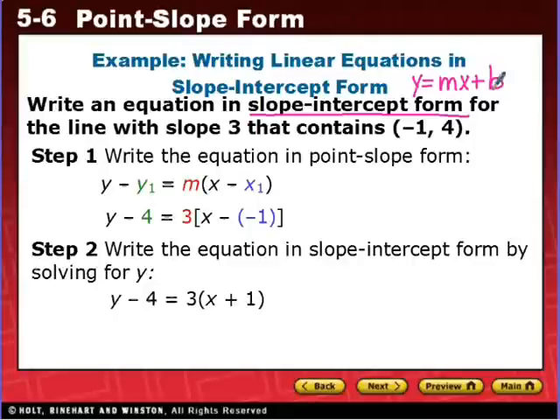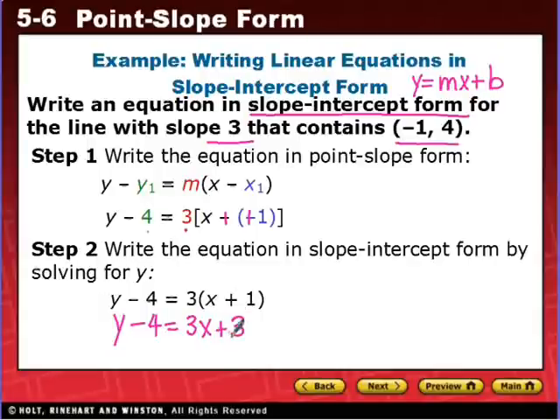So they've given us the point, -1, 4. They've given us the slope. So we're going to plug that into our point slope form. Okay. Y minus 4 equals 3, that's m, times the quantity x minus -1. Fix it so that it's got your plus sign instead of the double negatives. And then we're going to distribute. Y minus 4 equals 3x plus 3.